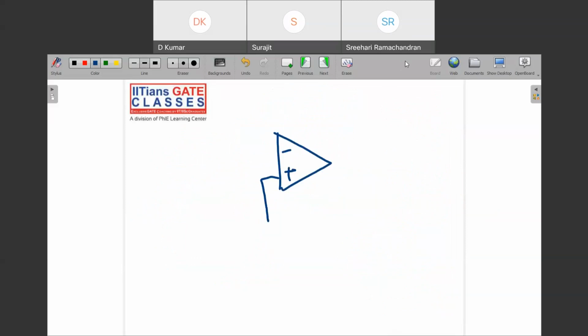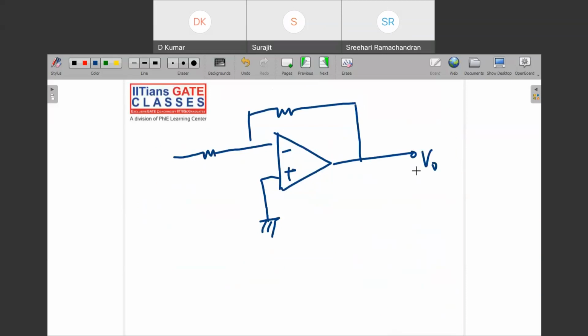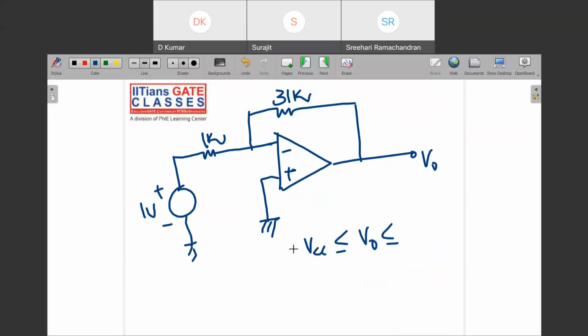Sir, I had one doubt. I still didn't understand that saturation. How can we identify it? Okay, great, it is a great question. Wait one minute. See, the op-amp is ideal, it means that your open loop gain is infinite. And as we know, the op-amp output should lie between positive VCC and minus VCC, right?